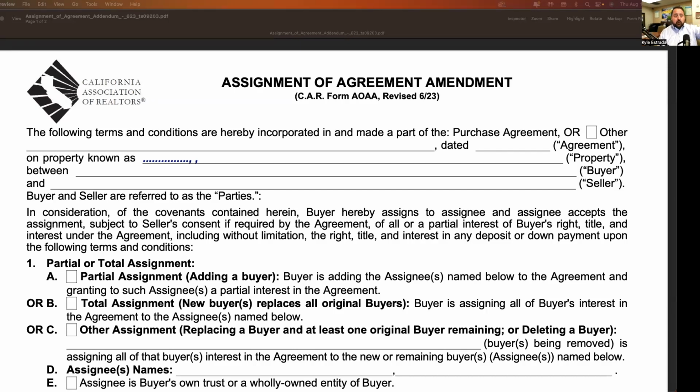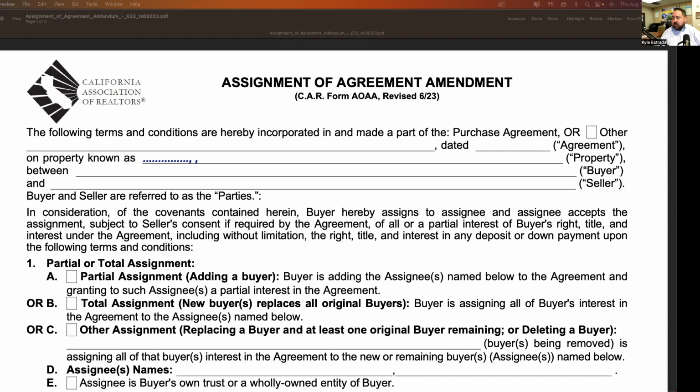Instead of doing a total assignment, because that's what we used to do, there was only the option of partial and total, right? Partial was adding a buyer, total assignment was deleting a buyer or replacing all of the buyers. But we used to have to do a total assignment when we were just removing one purchaser, or two, but leaving one on. So they've added in the verbiage now for other assignment, which is just to replace a buyer as long as one or more of the original buyers are staying on. Okay. Questions about assignment of agreement addendum?